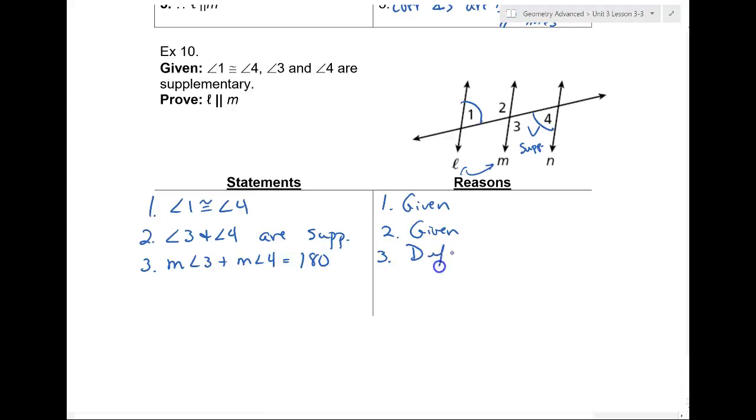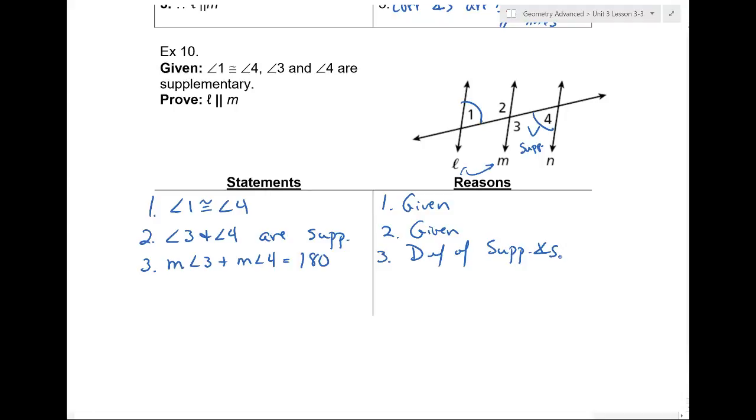And that's just the definition of supplementary angles, because that's what they tell us. Now, wouldn't it be nice if I could show angle 1 and angle 2 are supplementary? Because if I could show that, do I know that line L and line M are parallel because they're same side interior angles?